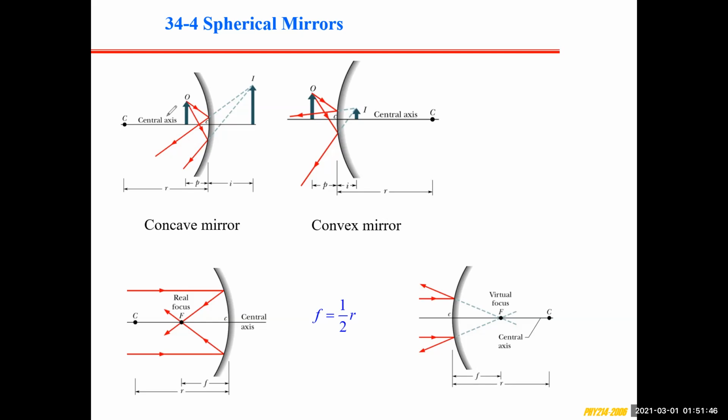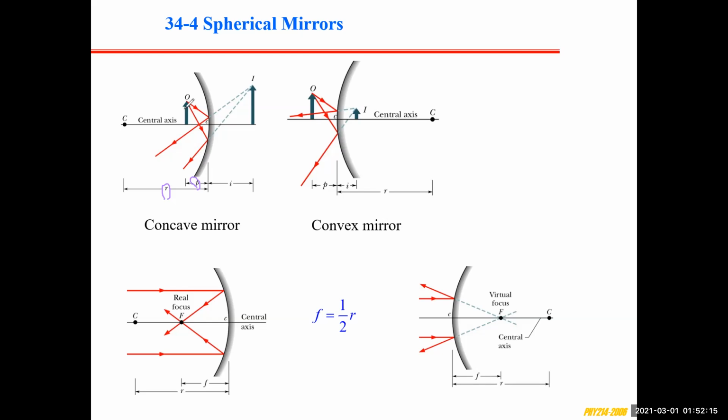Here are a few quantities that you need to be aware of. The object is placed at distance p here. That's the object distance, and this r is the radius of the sphere. This is what we call the central axis, and C is the center of curvature. So you have the object placed in front of a spherical mirror, and this is a concave mirror.